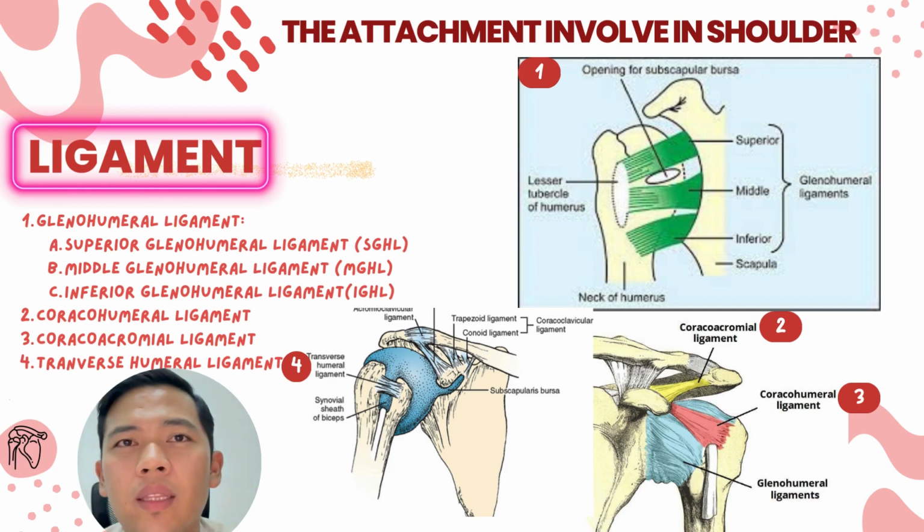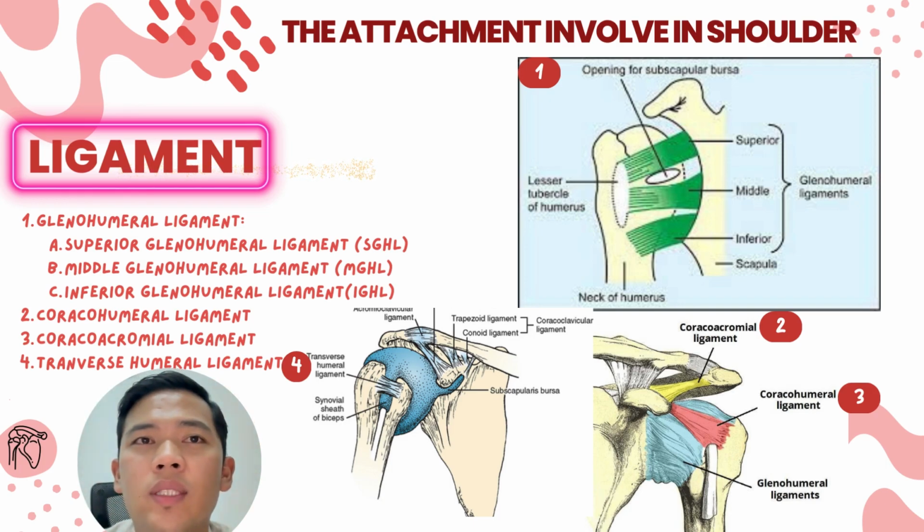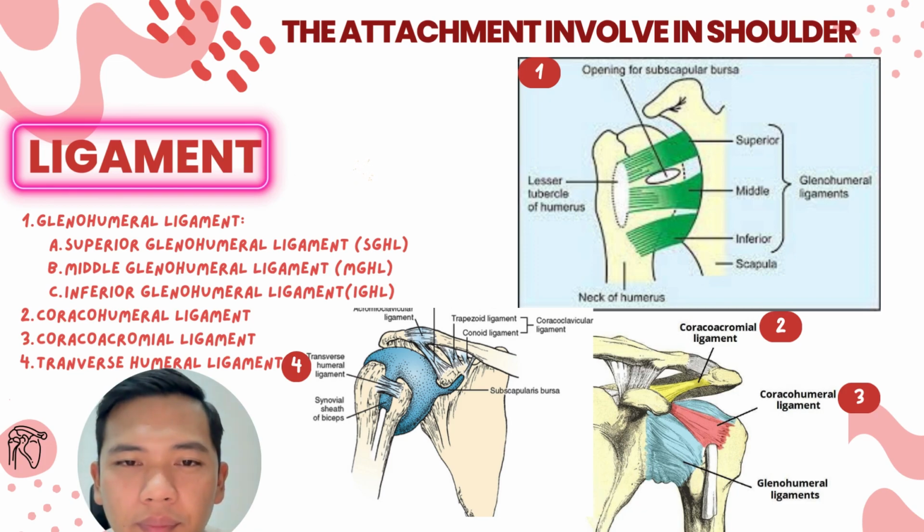So, the functions and the importance of the ligaments. These ligaments collectively provide stability to the shoulder joint and prevent dislocations and excessive movements that would lead to injury. They work in harmony with surrounding muscles, tendons, and the joint capsule to maintain the integrity of the shoulder joint during various activities.